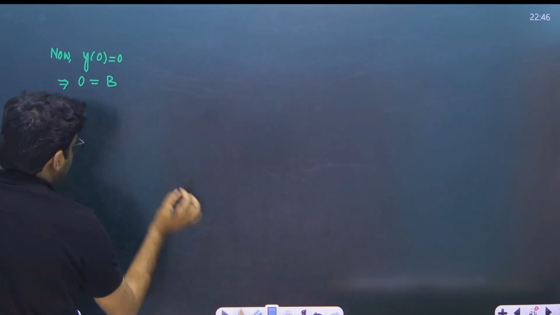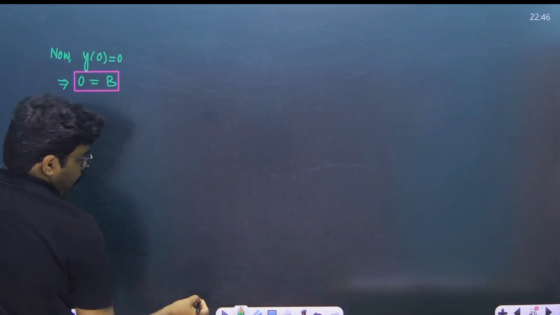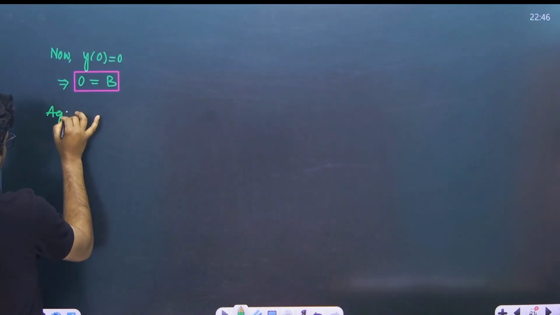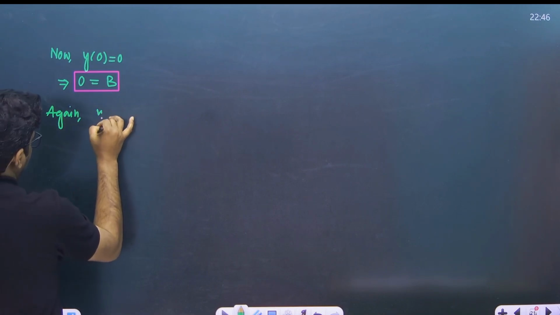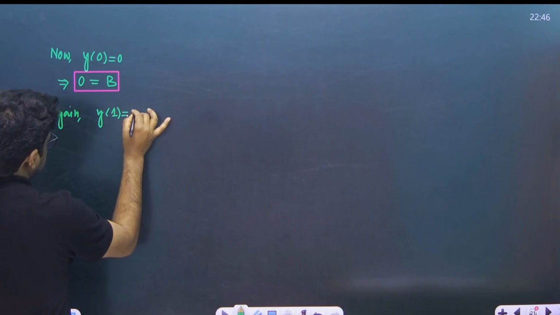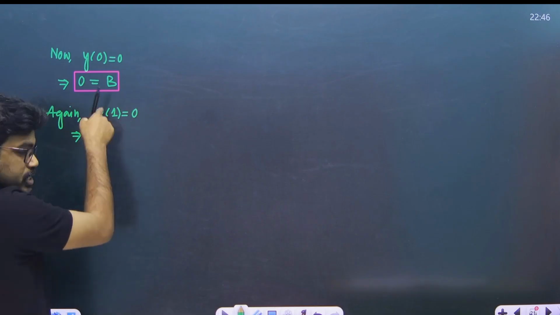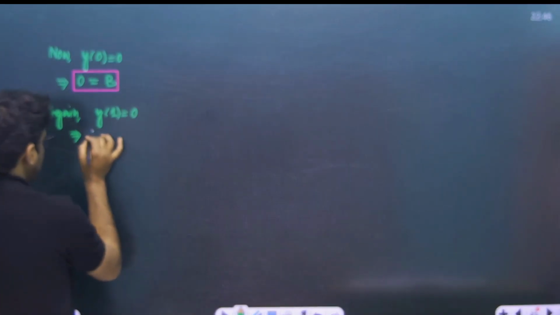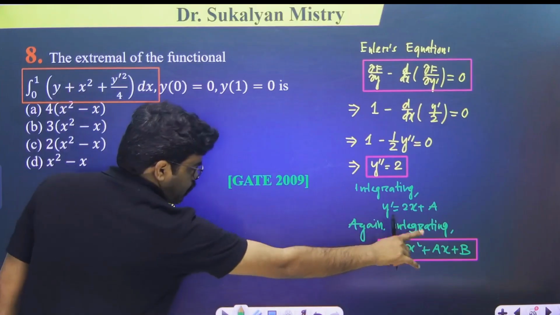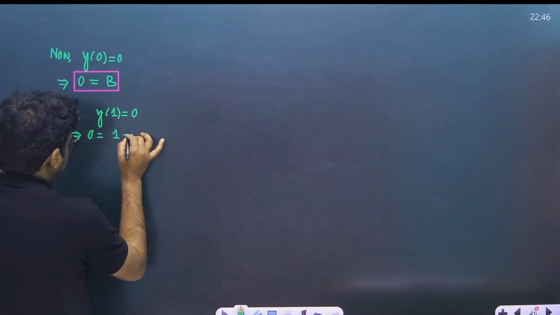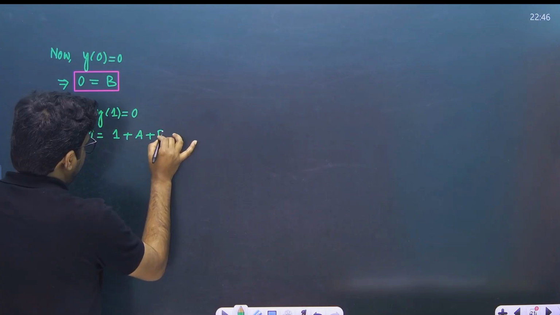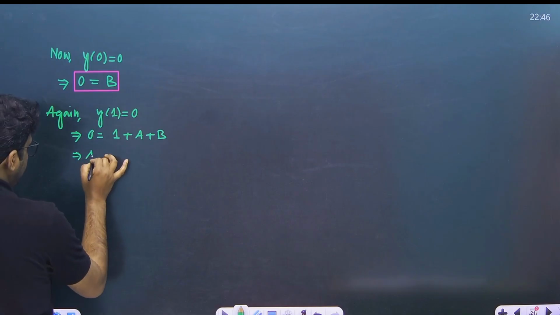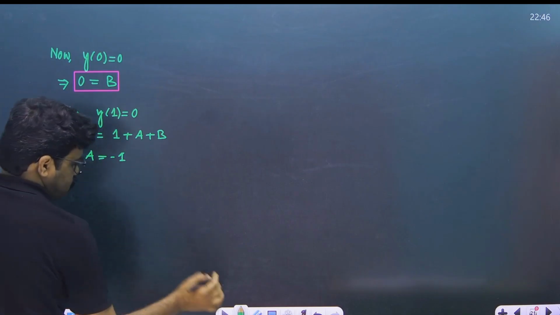So we get b is 0. And from the second boundary condition, y(1) is equal to 0. So this implies that when x is equal to 1, y is 0. From y is 0, so 0 is equal to 1 plus a plus b, right? So b is 0, that means a will be minus 1.